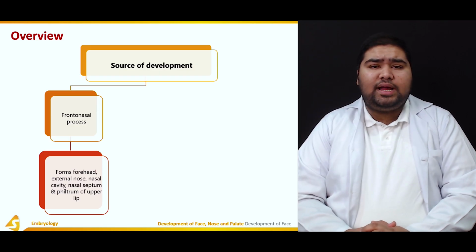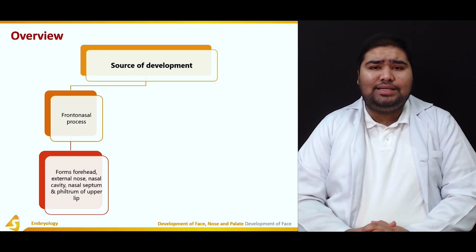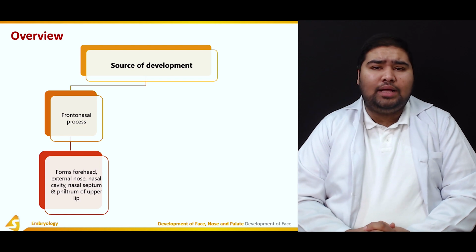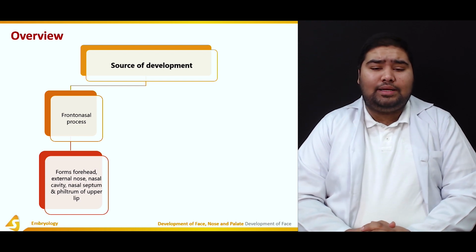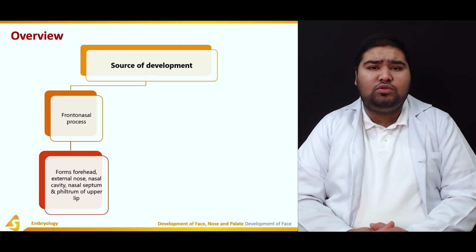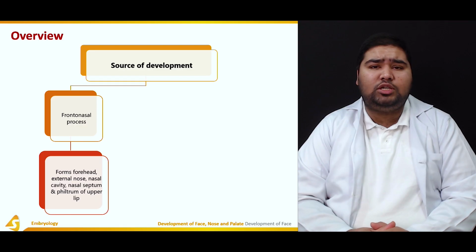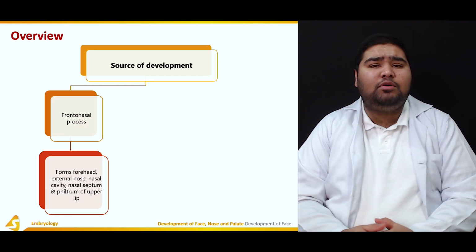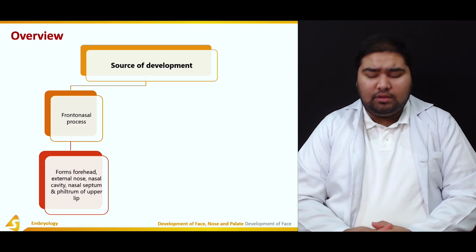So philtrum is the triangular portion that connects the nose to the upper lip. In the human adult, it can be marked by 2 lines that lie above the upper lip and form a bridge or a connection between the nose and the upper lip. Since the name was frontonasal process, it helps in the formation of the frontal aspects of the face as well as some of the nasal aspects of the face.